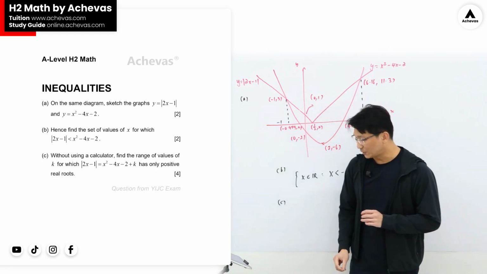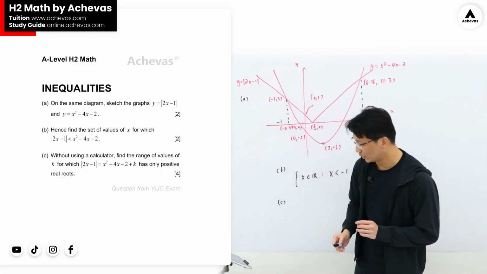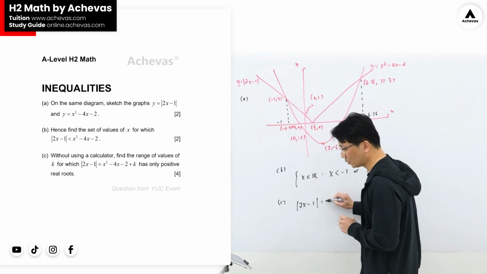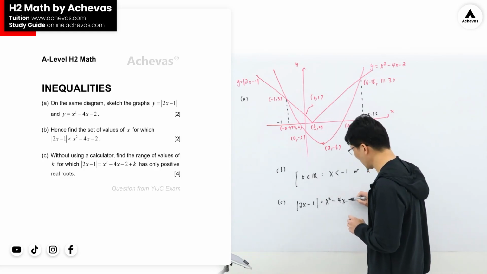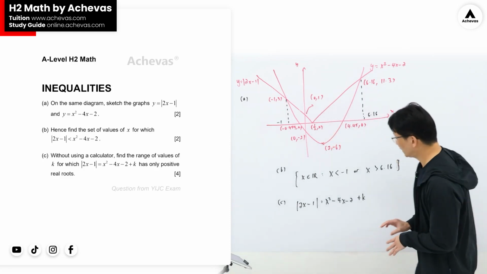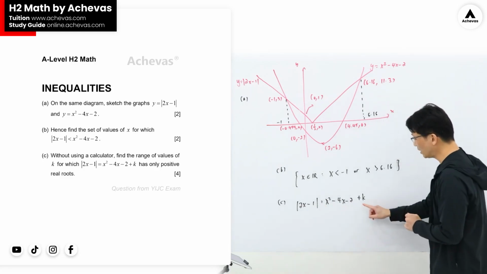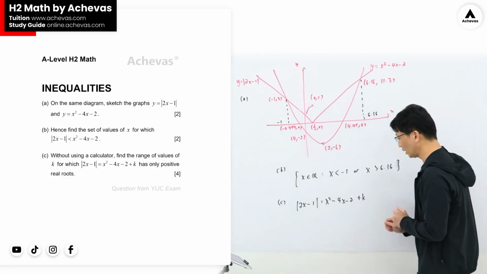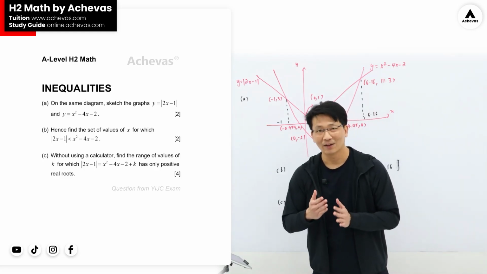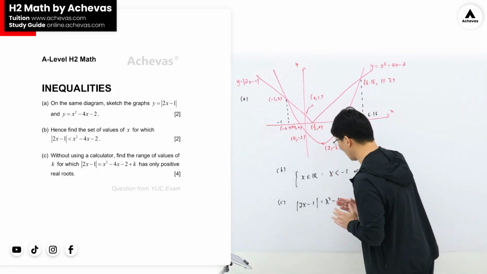For part C, without using a calculator, find the range of values of k for which the equation of modulus of 2x minus 1 is equal to x squared minus 4x minus 2 plus k has only positive real roots. We can see that the graph that we have sketched is actually this and this. And there's an additional plus k to the quadratic graph. And this k, since it's a constant, can either be positive or negative. And that will determine whether the graph will be shifting up or shifting down.